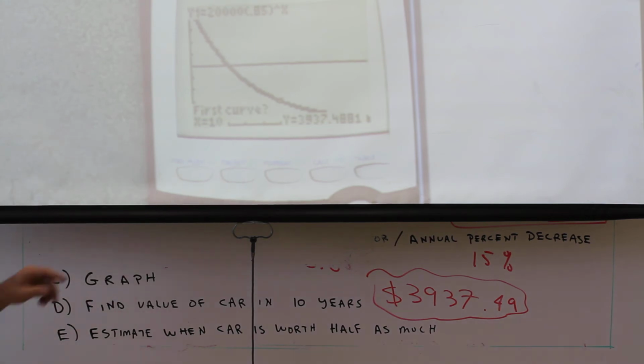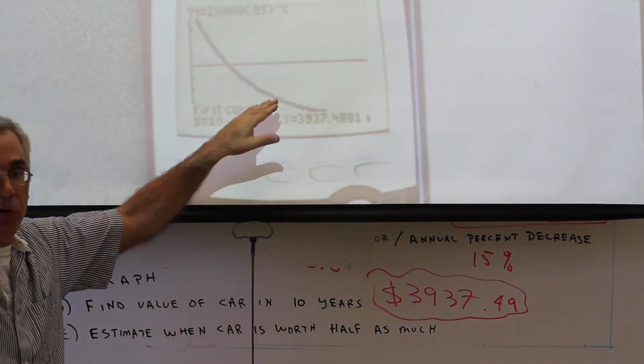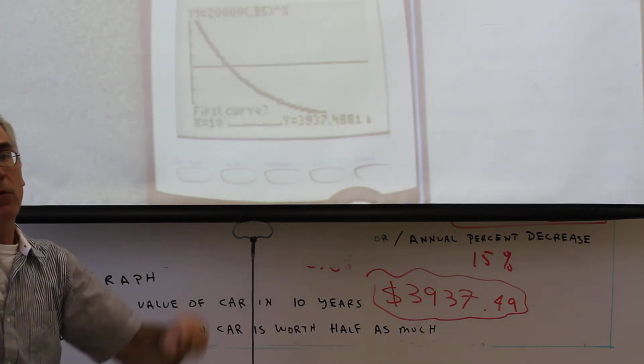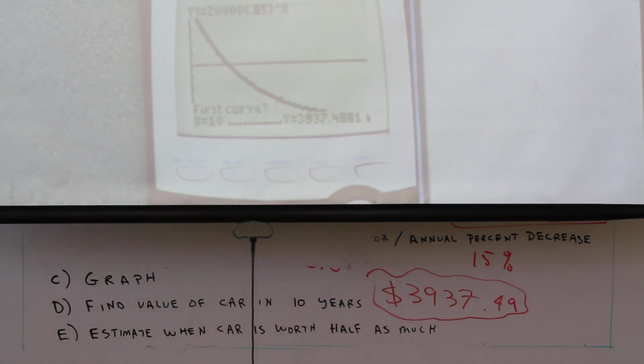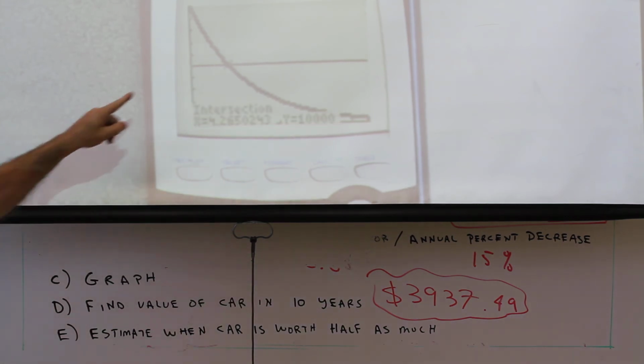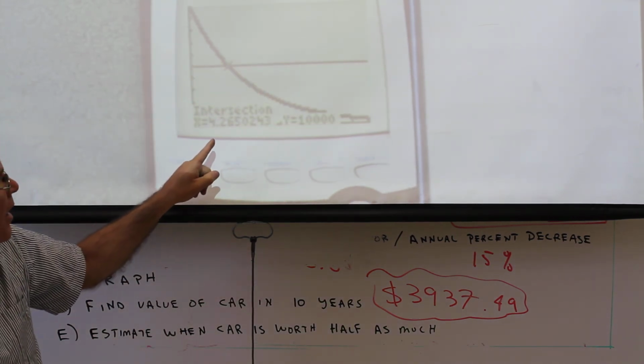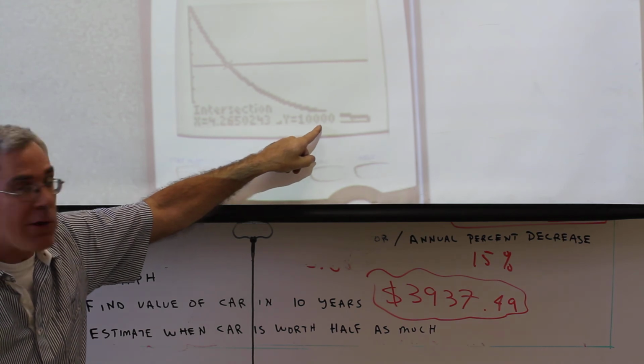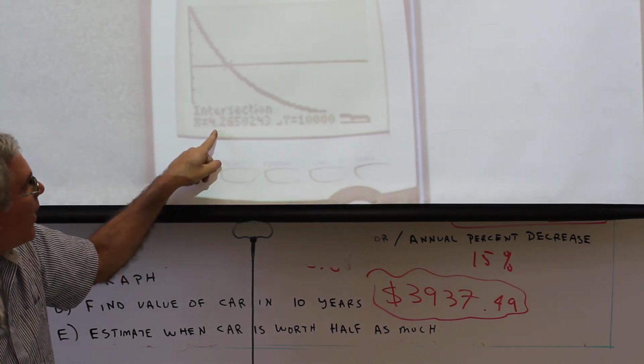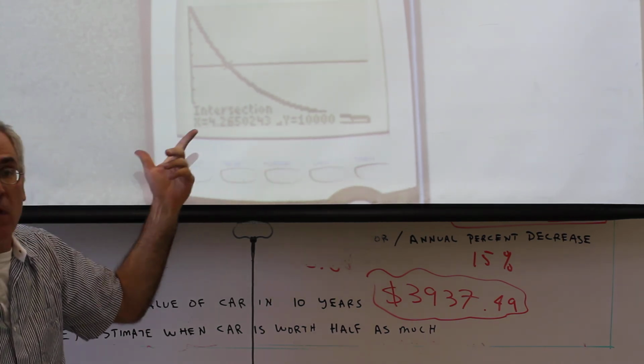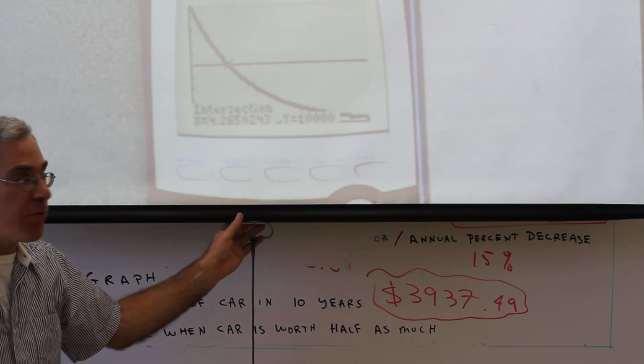And whenever there's two curves, you can just go enter, enter, enter. First curve, second curve, guess. So enter for the first curve, enter for the second curve, enter for the guess. It's going to that intersection point, and it's telling me the y value is 10,000, the x value is 4.26. I'll just round that to about 4.3 years.